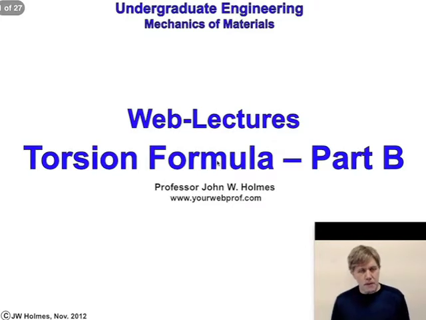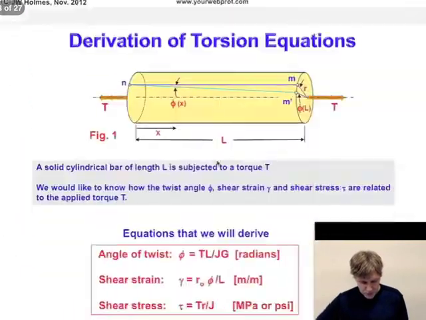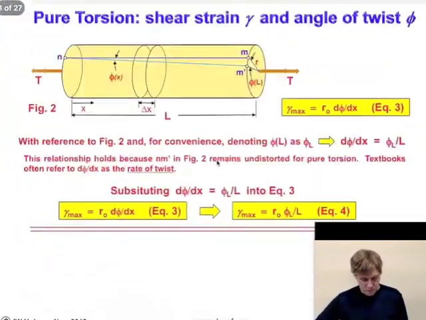In Part A, we left off with an expression between the shear strain distribution in the shaft as a function of radial position, and related that to the twist angle of the shaft and the length of the shaft. What we need to do now is relate this shear strain to shear stress, and ultimately what we're after is a relationship between shear stress and applied torque. So if we know the torque on the shaft, how much shear stress do we develop, and what is the shear stress distribution? All right, so let me skip through what we did in Part A.